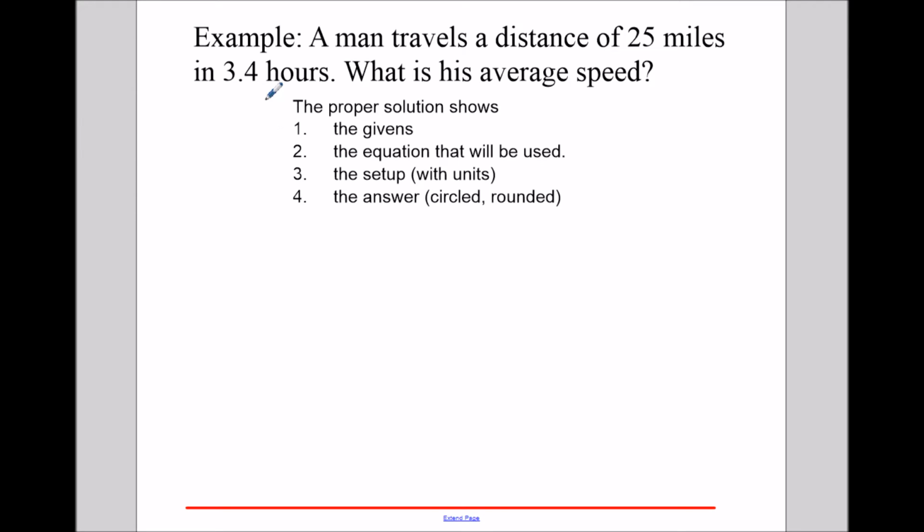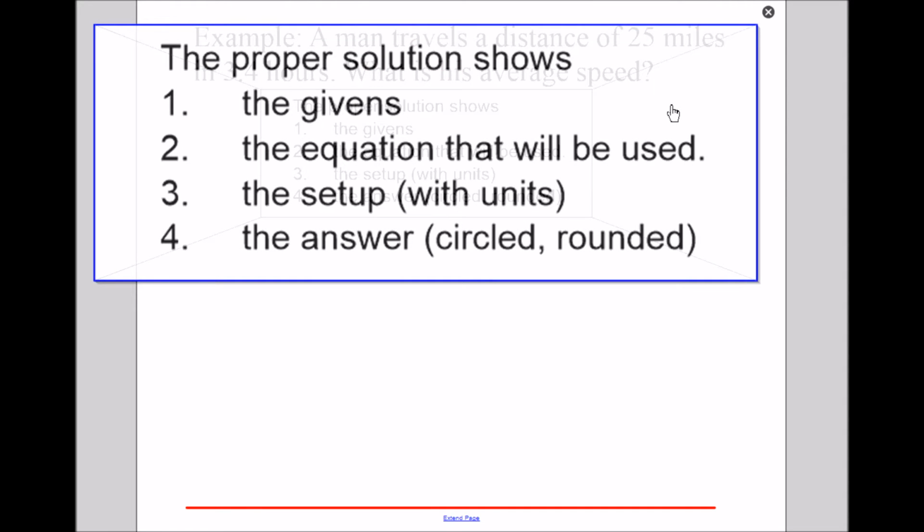Whenever you solve a problem in this class, the important thing is to communicate the solution in a way that your teacher and your classmates could understand. And so the proper problem-solving method really includes these four things. Whenever you show a solution, you must list the givens, you must list the equation that will be used to solve the problem, you must list the setup with units, and the answer that is circled around it. This is really important so that other people can look at your solution, and if you didn't do something right, they can see what you did wrong very quickly and very easily.